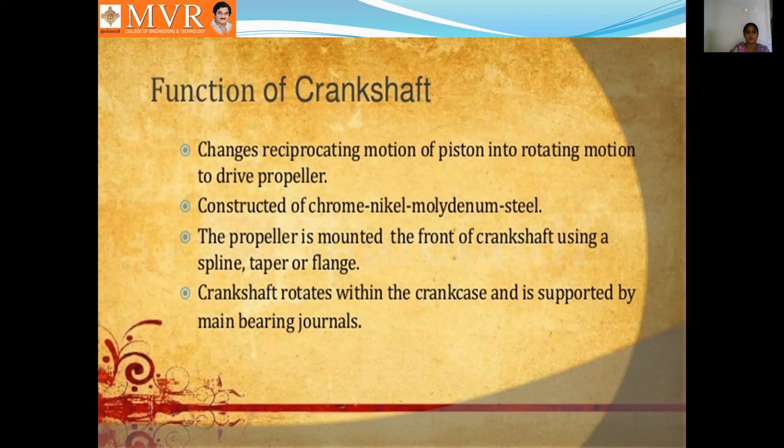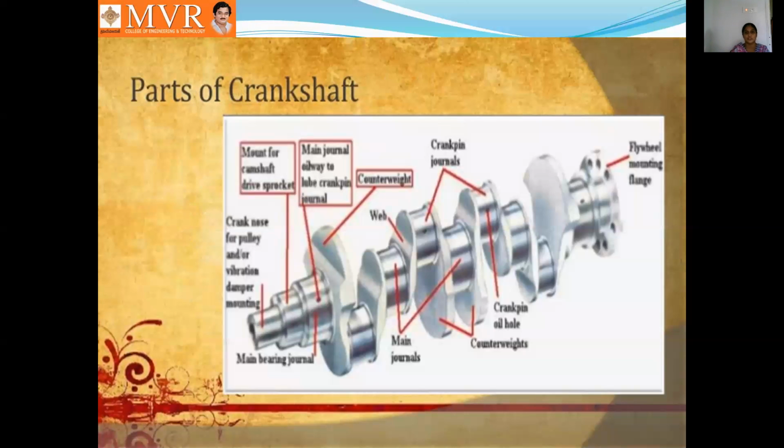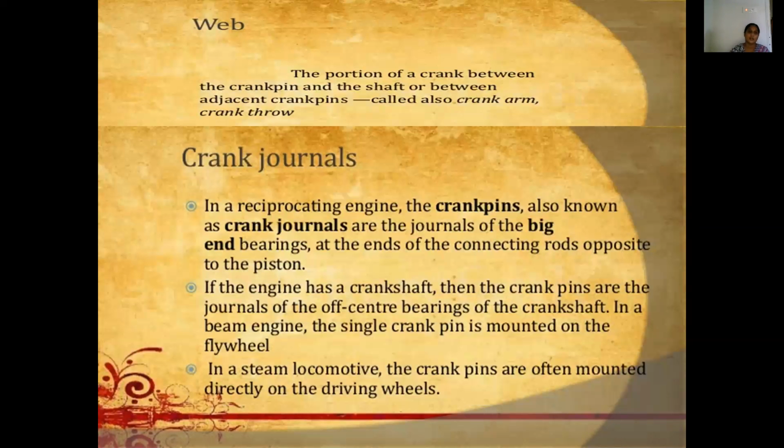The propeller is mounted at the front of crankshaft using a spline, taper or flange. Crankshaft rotates within the crankcase and is supported by main bearing journals. These are the various parts of the crankshaft: the crankshaft sprocket, counterweight, crankpin journals, crankpin oil hole, main journals, and also the flywheel of the connecting shaft. Okay, next web.